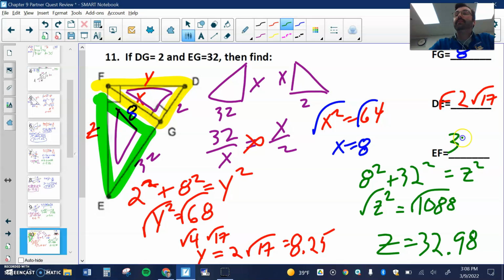All right, that's that page for you. Wow, that was a long page.